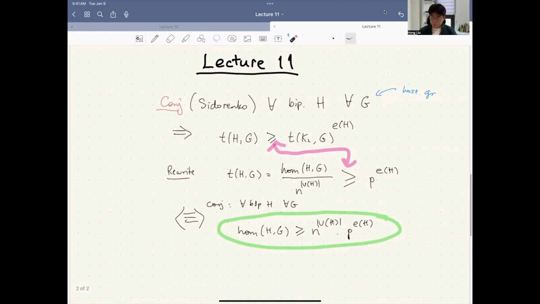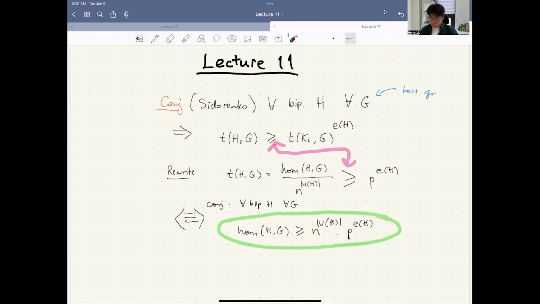It says that for every bipartite graph H, the number of homomorphisms of H to any host graph G is at least the edge density raised to the power the number of edges in H. In other words, if we use P for the edge density of the host graph G, then the number of homomorphisms of H to G is at least the count you would see in a random graph with the same edge density P.